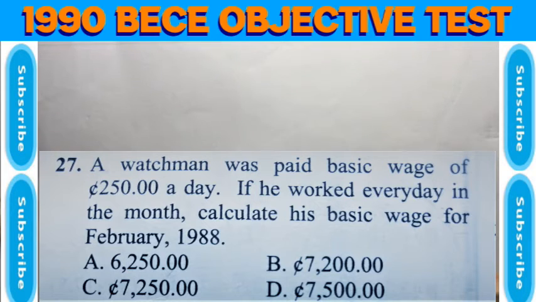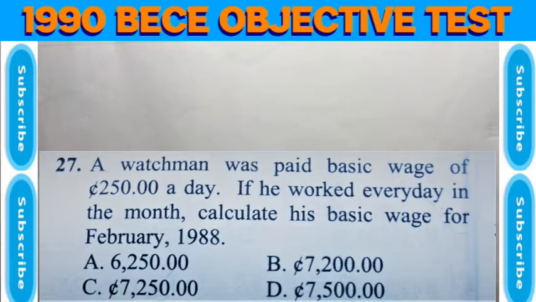If he works every day for a month, his basic wage in the month of February 1988. Now, we know that February has either 28 days or 29 days. So this is by going through the methods, choosing whether it will be 28 days or 29 days, within that particular month in February 1988. So with the analysis I made, I found out that it was 29.